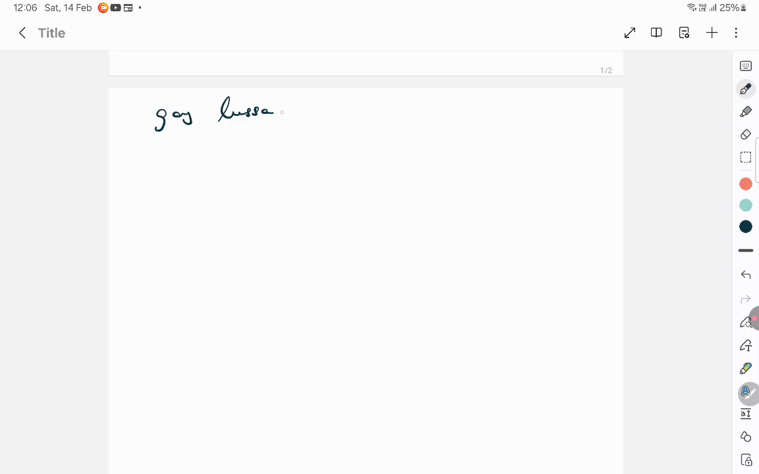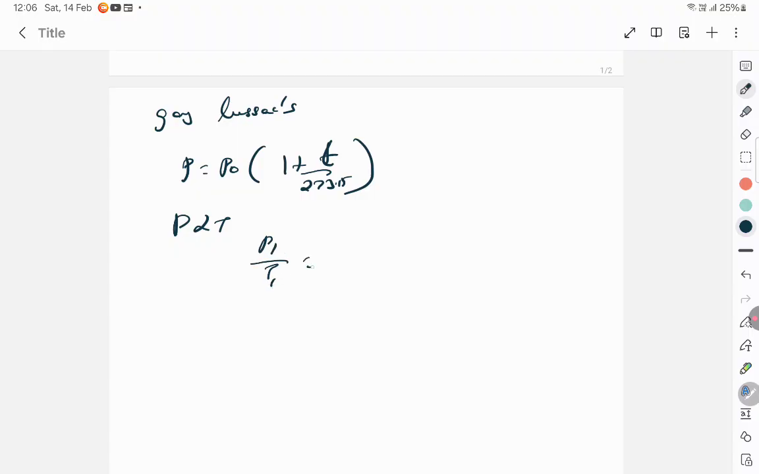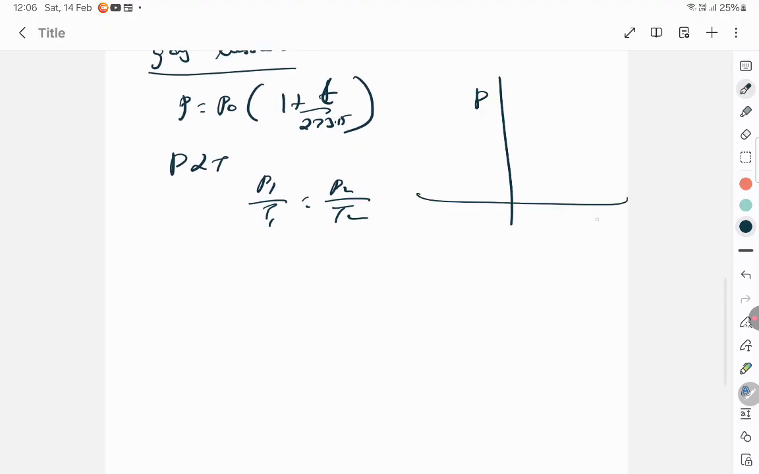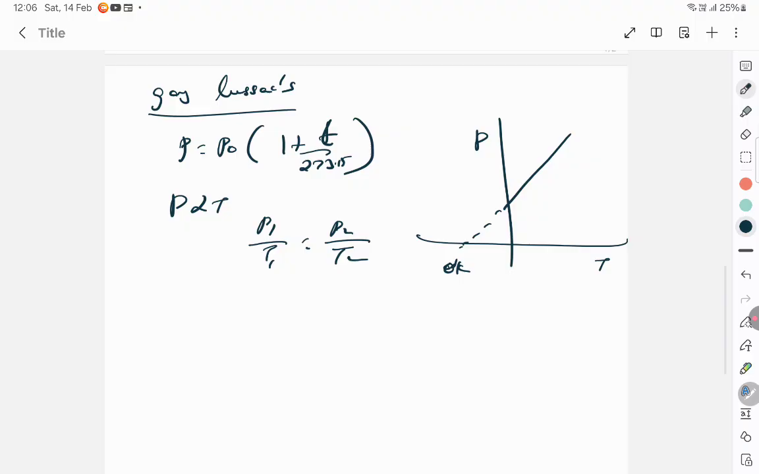Gay-Lussac's law is similar to Charles' law, where he is doing a relation between pressure and temperature. P is equal to P naught into 1 plus T by 273.15, which shows that the pressure is also directly proportional to temperature. So it's P1 by T1 is equal to P2 by T2 in that case. That's Gay-Lussac's law. And the graph again between pressure and temperature will be a graph like this, exploratory, absolute 0 Kelvin. And the most important point in this is at constant volume.